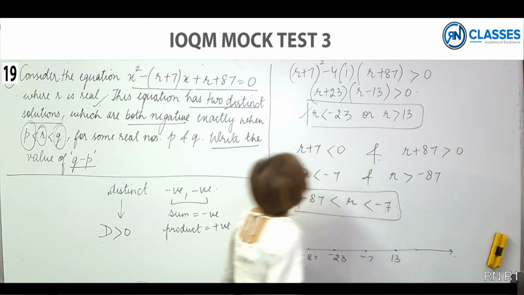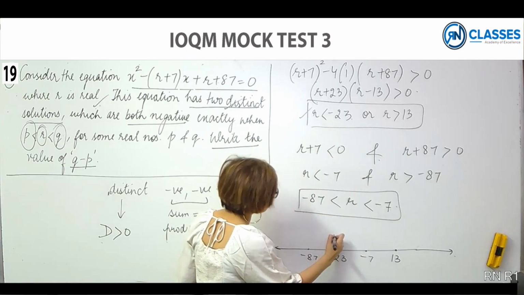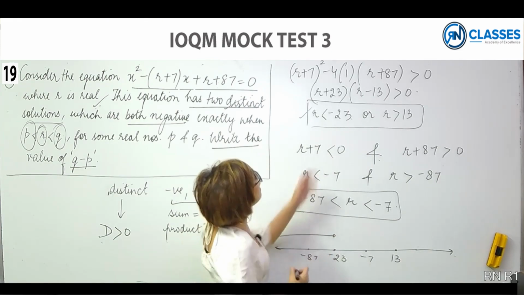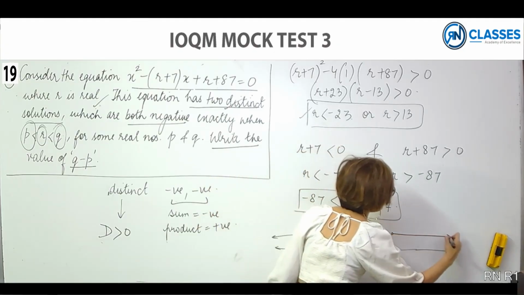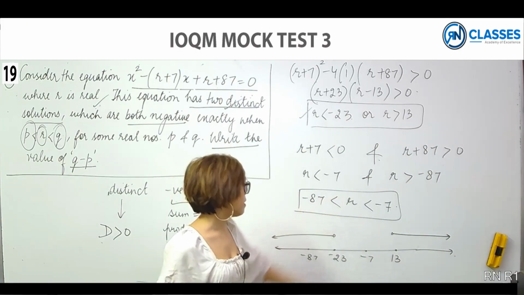Right? Now, first is r is less than minus 23. So either r is in this one, less than, so obviously there's a hole over here, and r is greater than 13. All real numbers greater than 13. Right? First condition. Second, minus 87 to minus 7.